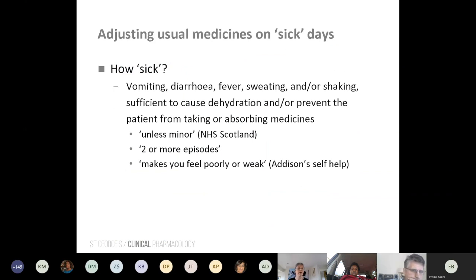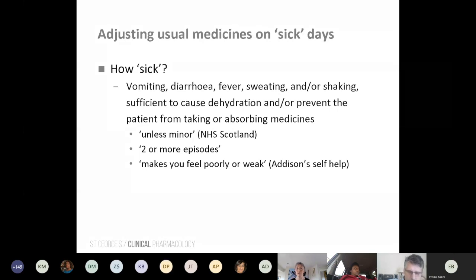So let's have a think about adjusting usual medicines on sick days. And this is, I think, an incredibly difficult topic. First question is, what is sick and how sick do you have to be to need to adjust your medicines? There's various definitions. So in general, it's suggested that things you should be worried about are things that cause dehydration. So if the patient has vomiting, diarrhea, fever, sweating and/or shaking sufficient to cause dehydration and/or to prevent them from taking or absorbing medicines, they should be considered sick enough for us to need to adjust their medicines.